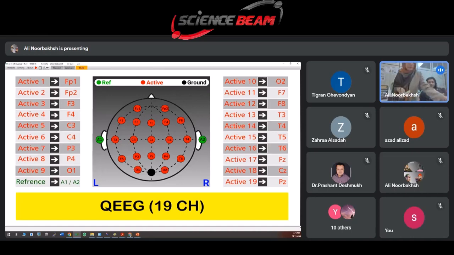Again, we should highlight CZ with gel, and then we should put on the cap. This cap has 21 channels, but for QEEG recording we just need 19 channels. First, we should put on the cap.